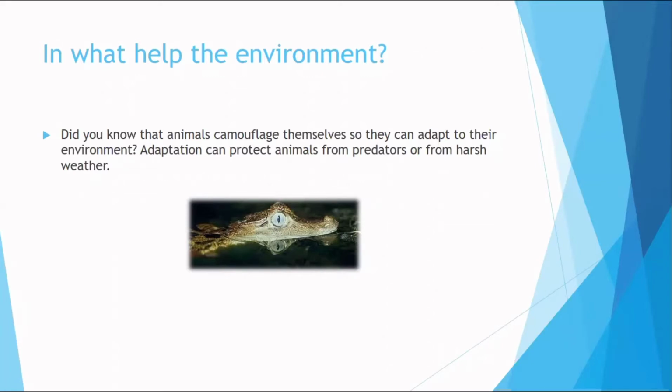Animals can adapt in their environment in many different ways. It may be a physical or structural adaptation. For example, the cheetah's shape is made for running at a fast speed.